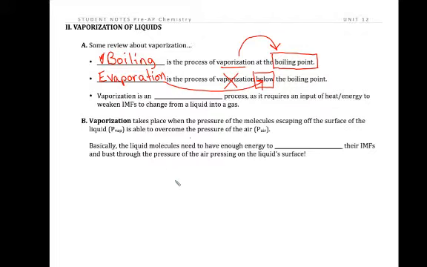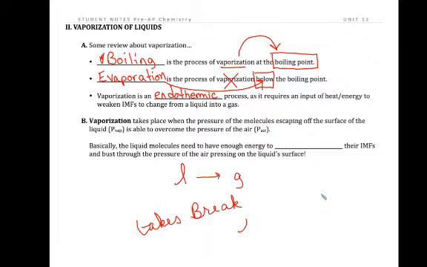Now, because when we go from liquid to gas, we are breaking IMFs, intermolecular forces of attraction, this is an endothermic process. It requires an input of heat and energy to weaken intermolecular forces. Now, remember, vaporization takes place when molecules can escape from the surface of the liquid.